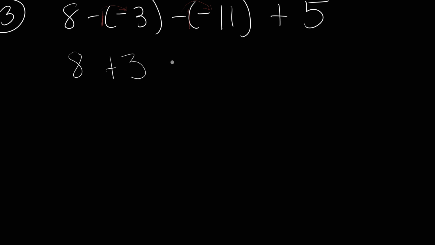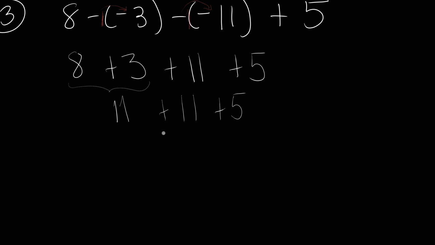And the same technique here. -1 and -11 should be positive 11. And I have a positive 5 here. Now combining like terms, we can do 8 and 3 is going to become 11, right? These two is going to give you 11. Plus another 11 here. And plus 5. 11 plus 11 is going to give you 22. Plus 5 is going to give you 27 as the final answer.